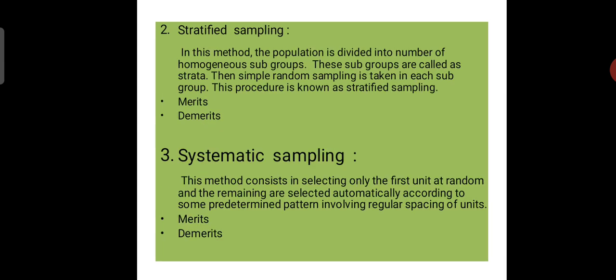Let us study the next method, that is stratified sampling. In this method, the population is divided into a number of homogeneous subgroups. These subgroups are called strata. Then simple random sampling is taken in each subgroup. This procedure is known as stratified sampling.